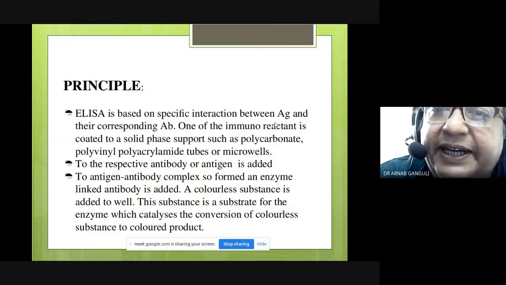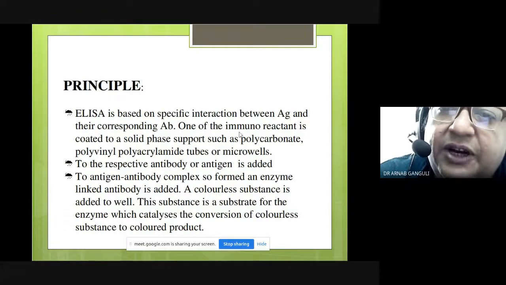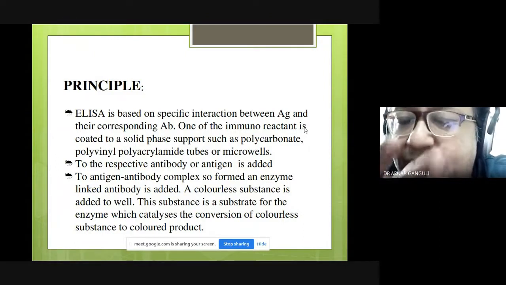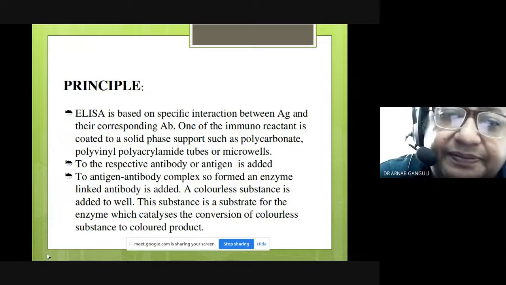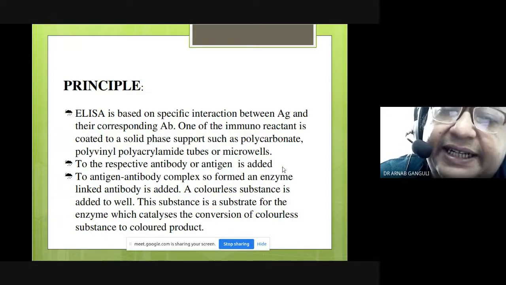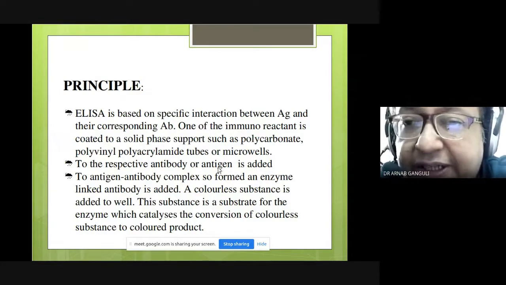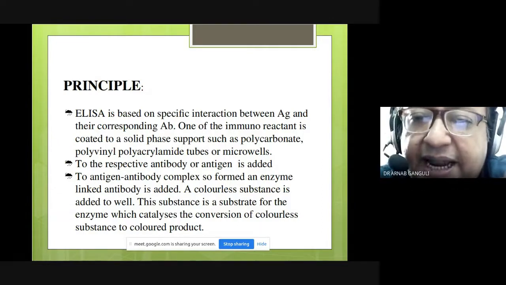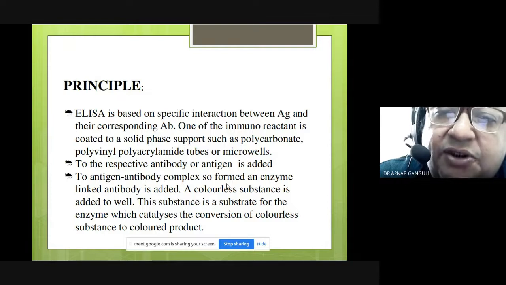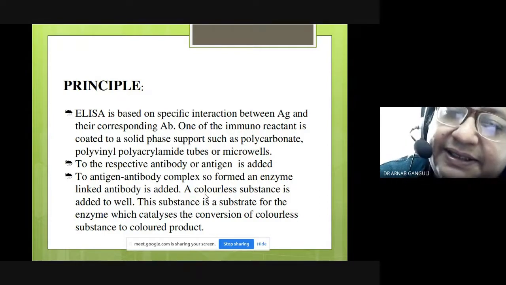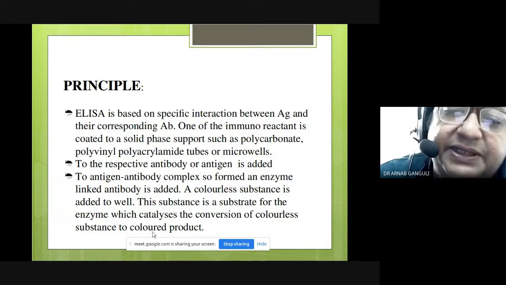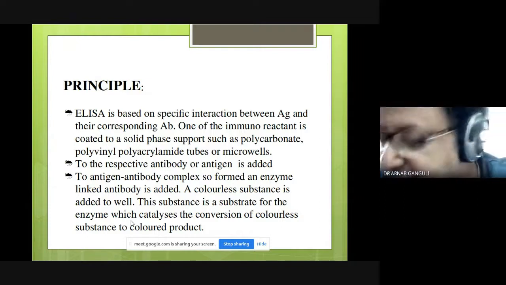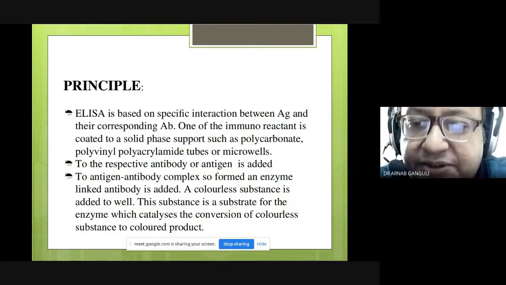So it is based on the specific interaction between antigen and the corresponding antibody. One of the immunoreactants is coated on a solid phase support such as polycarbonate. So on the bottom of these 96 well plates, you have a polycarbonate coating, and on top of it the antigen is adsorbed in these microwells. To the respective antibody or antigen is added. If you coat an antibody, then you have to give antigen. If you coat an antigen, then you have to add antibody. To the antibody antigen complex formed, an enzyme linked antibody is attached. A colorless substance is added to the well. This substance is a substrate for the enzyme, which catalyzes the conversion of the colorless substance to a colored product. Depending on the intensity of color, the more color, the more is the binding. So this is the basic principle.